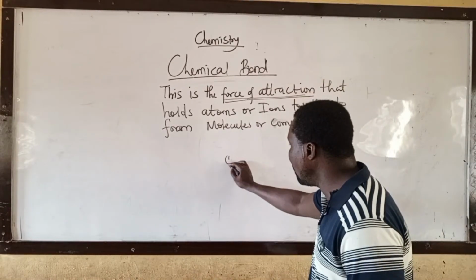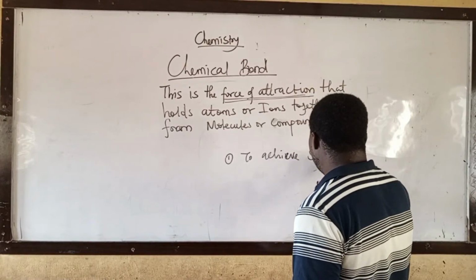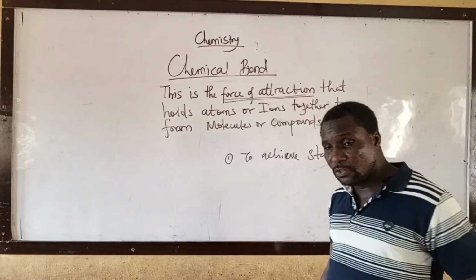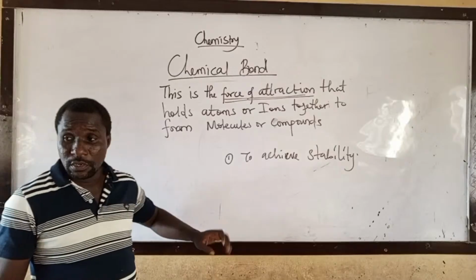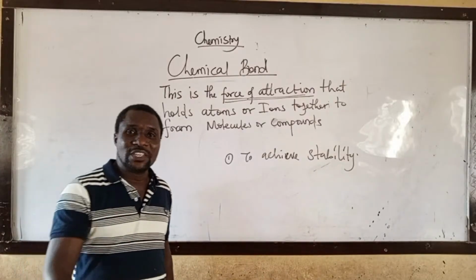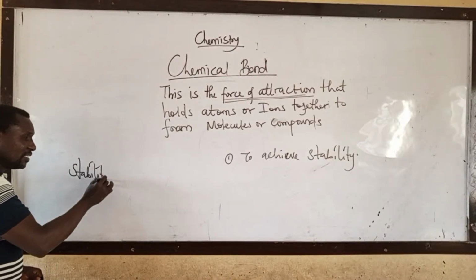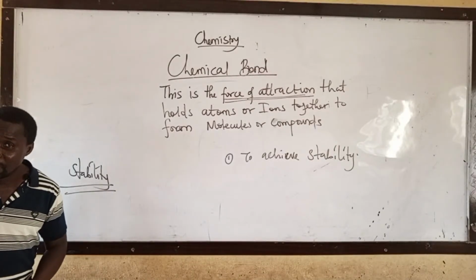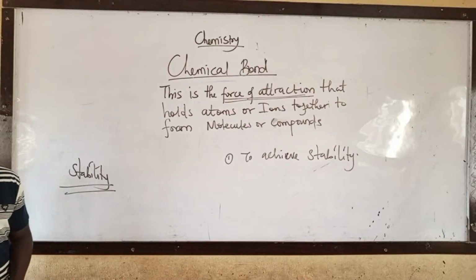Number one, to achieve stability. I will explain. Atoms or ions undergo chemical bonding to achieve what? Stability. What is stability in chemistry? Take note. Don't cram it. When you hear the word stability in chemistry, what is stability? Let us stop writing.